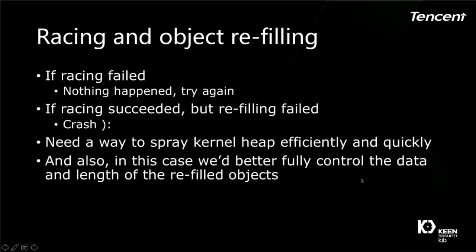So let's talk about the racing and object refilling. If the racing fails, nothing will happen except an error returned. That is okay. But if the racing succeeds but refilling fails, the kernel will crash. So we have to find a way to spray the kernel heap efficiently and quickly. Also, in this case, we had better fully control the data and the length of the refilled objects. So normally, I will use sendmsg to spray the kernel heap, and this time it's still working.